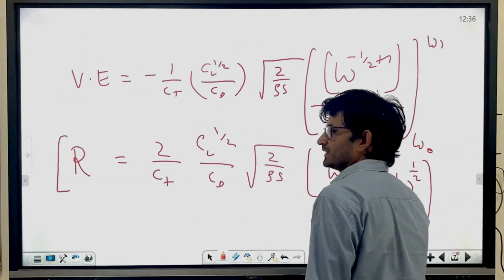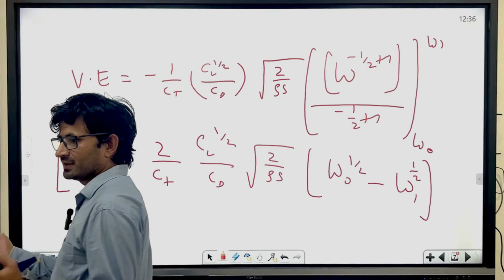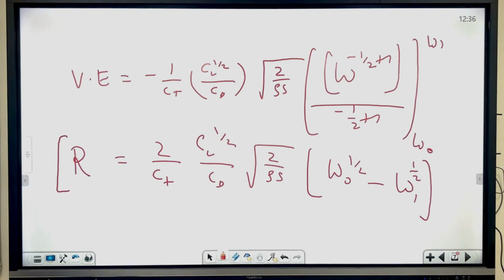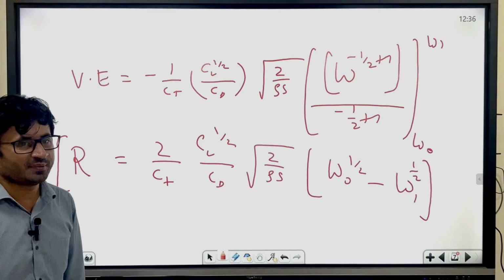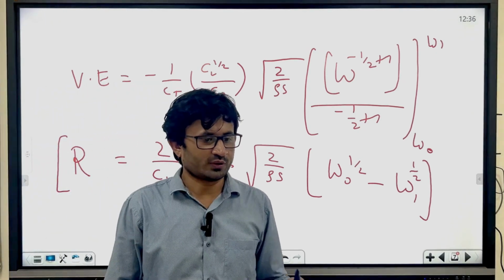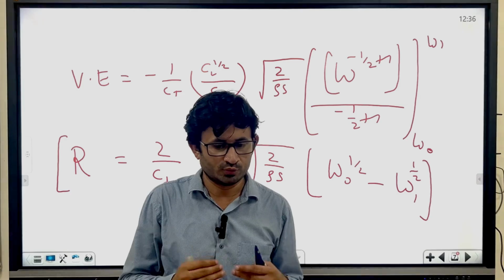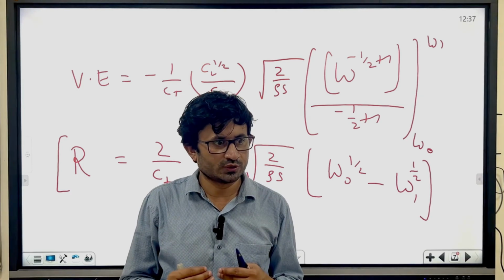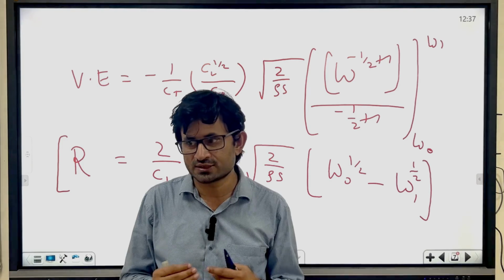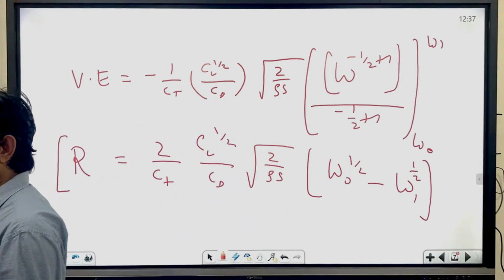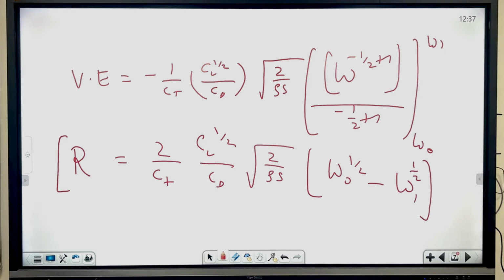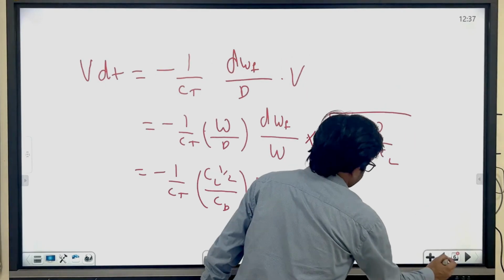So you can establish the relation between CT and C also. In many books you will find that when you convert things from the jet engine to the propeller, they establish the relation between CT and C and then derive the same. But here I have not done that. Here I just use this concept.